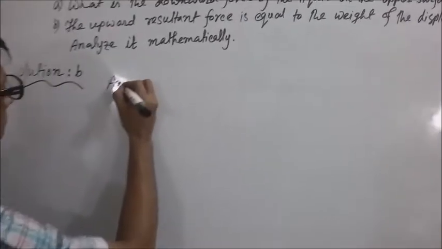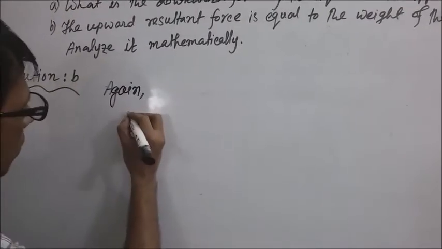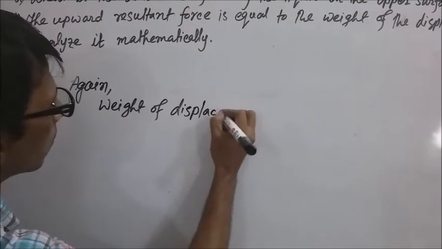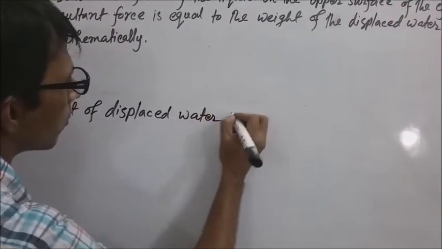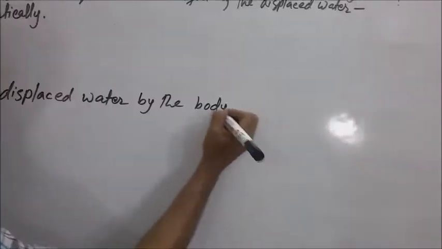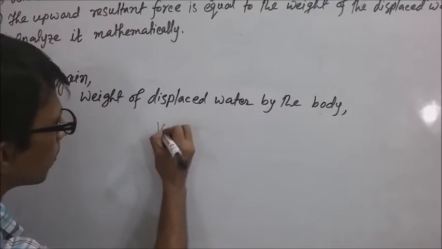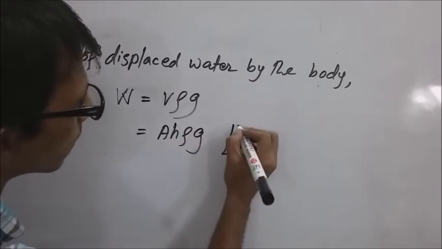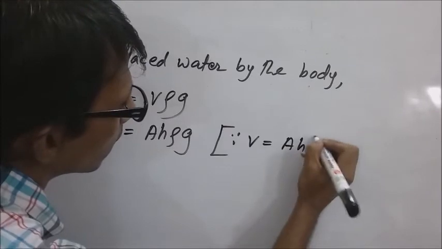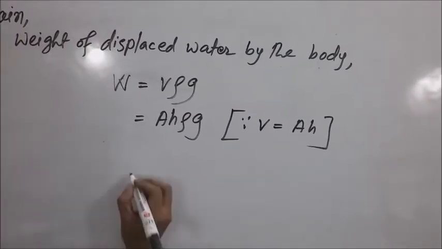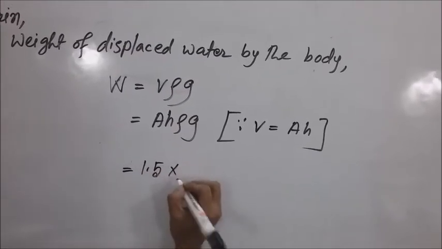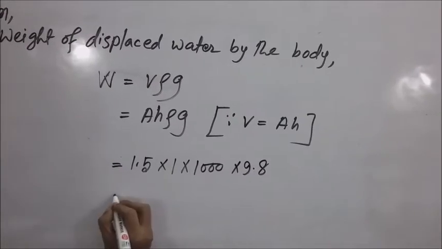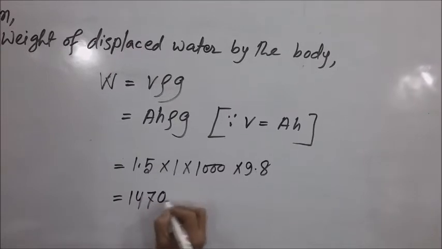Again, weight of displaced water by the body, W equal to V rho G equal to A H rho G, since V equal to A H, equal to 1.5 into 1 into 1000 into 9.8 equal to 14700 Newton.